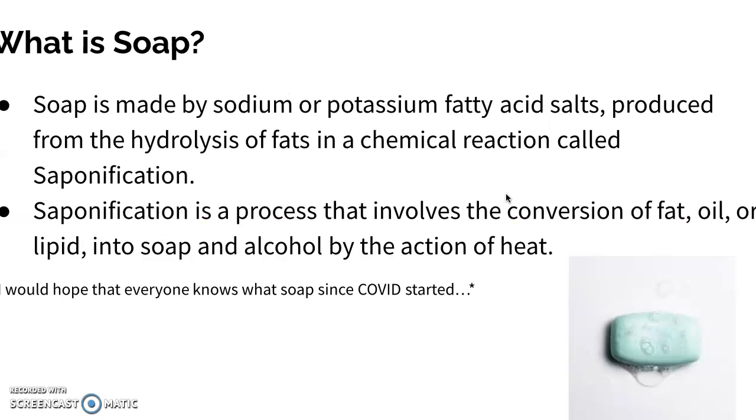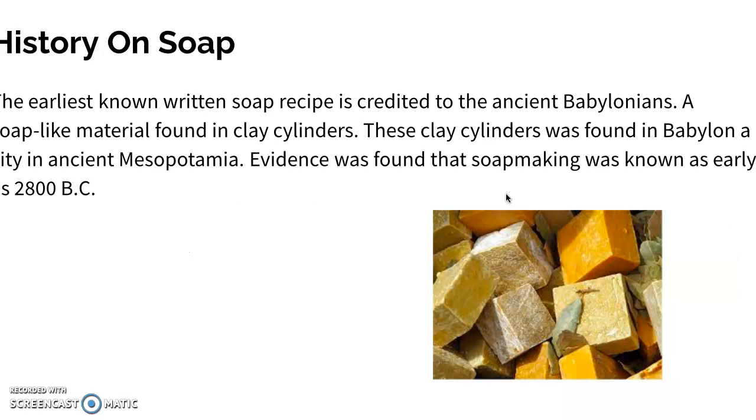So, what is soap? Soap is made by sodium or potassium fatty acid salts produced from the hydrolysis of fats in a chemical reaction called saponification. I'm so sorry if I pronounced that wrong or butchered it. Just bear with me. This is a process that involves the conversion of fat, oil, or lipid into soap and alcohol by the action of heat.